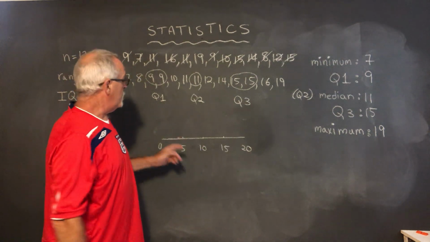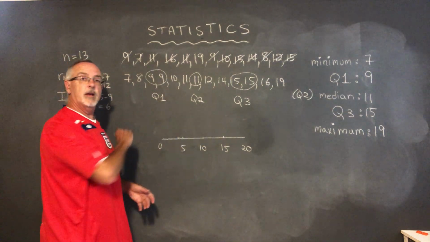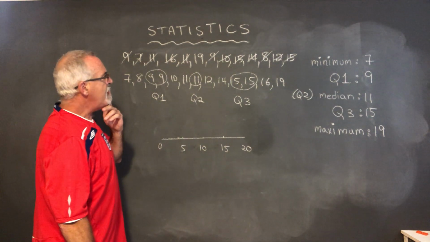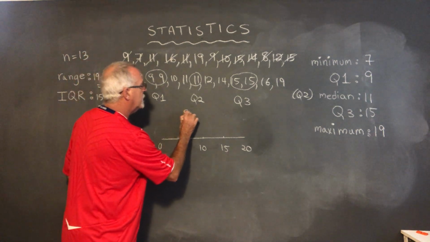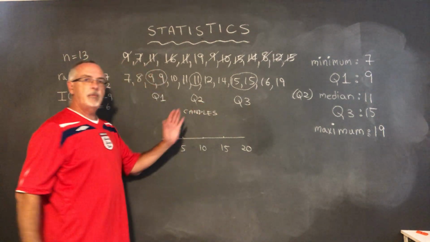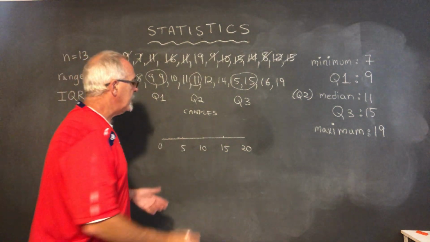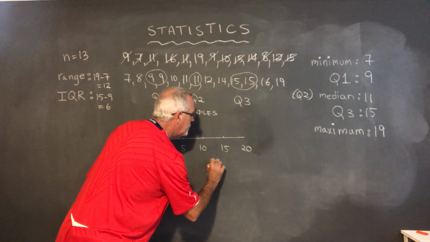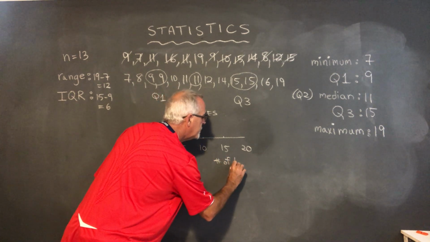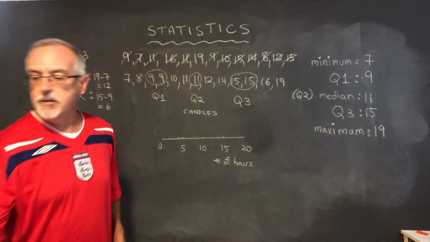And that's happening here. We put 0 on this thing, but our lowest number is a 7. We're not using everything in this graph. I'm just going to call this candles so that I remember to put a title in. And then the label that makes sense down here is going to be number of hours. Reminder, number of hours that a candle burns.